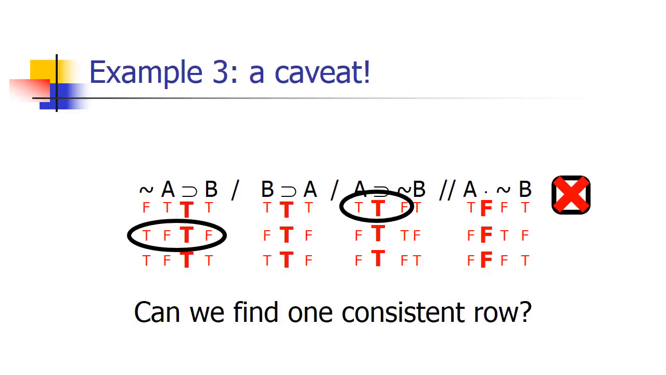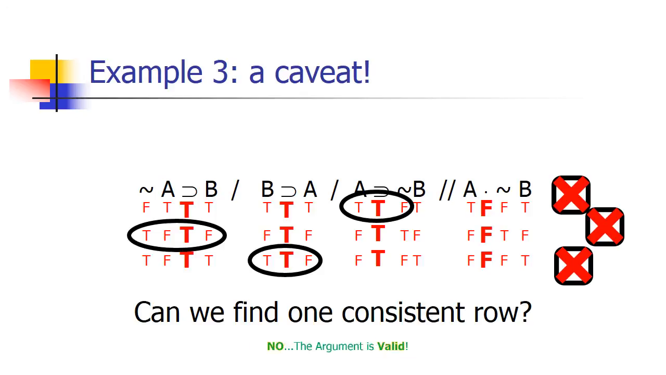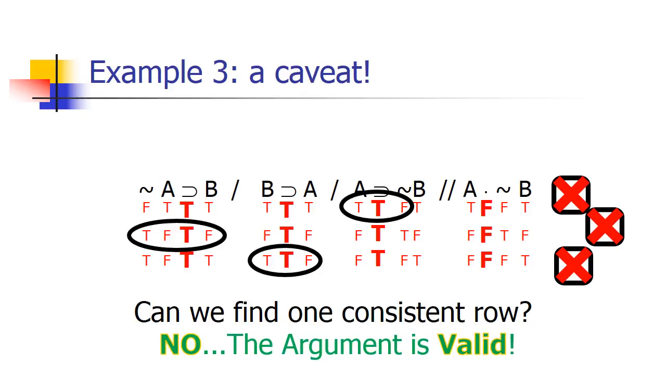How about this row? Well, it looks as though we've got a true antecedent and a false conclusion once again. That's going to take that one out of the running. And here, once again, we violated the rule for the horseshoe. It doesn't look like we could find any consistent way to affirm the premises and deny the conclusion. So that means the argument was valid after all. We got ourselves into contradictions when we affirmed the premises and denied the conclusion.